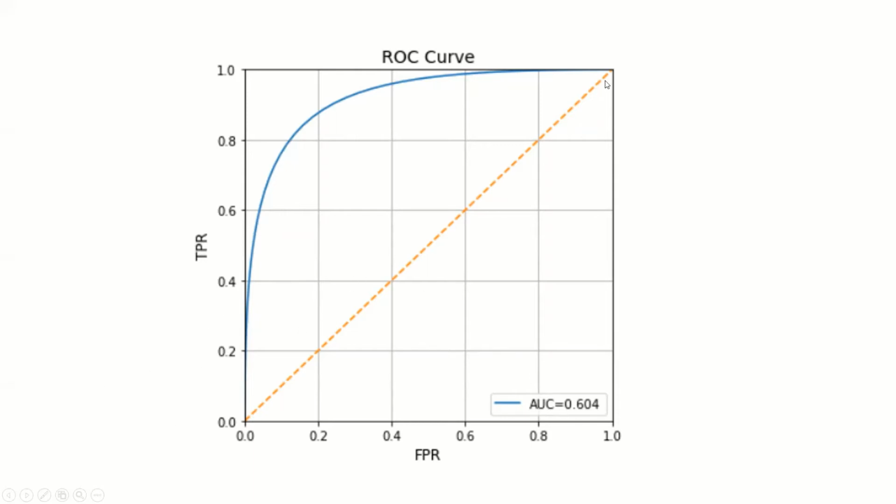This yellow line is the line of chance. So no matter where you are across this line, it's just like flipping a coin. The true positive rate equals the false positive rate. This is the worst place to be in. This is a classifier which just cannot decide.